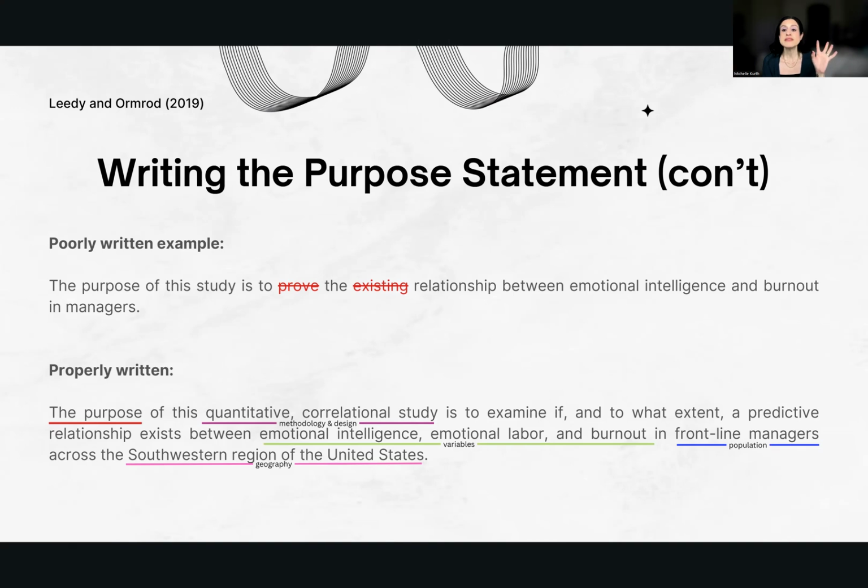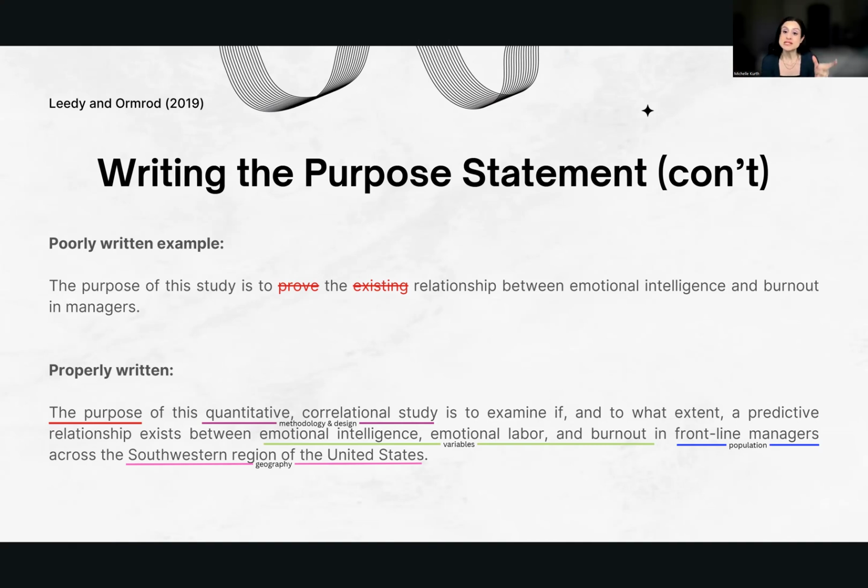So in this purpose statement, my independent variables, I have two. It's emotional labor and emotional intelligence. And my dependent variable is burnout. I want to see if emotional intelligence and emotional labor can predict burnout. And I list my frontline managers. So I got more specific because managers can be anything. So I want to define it even more. I'm looking at frontline managers.